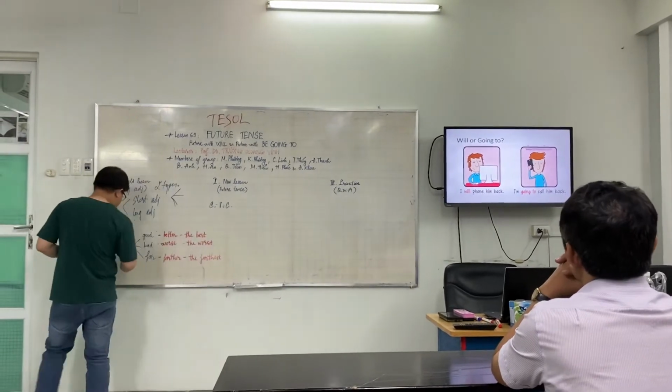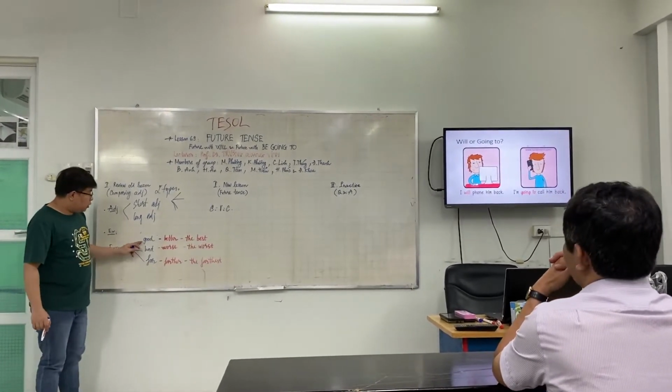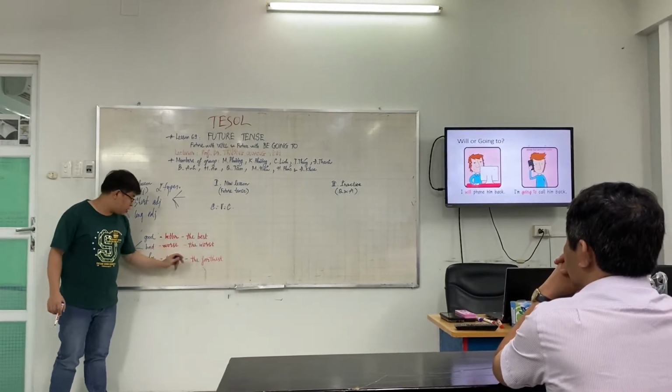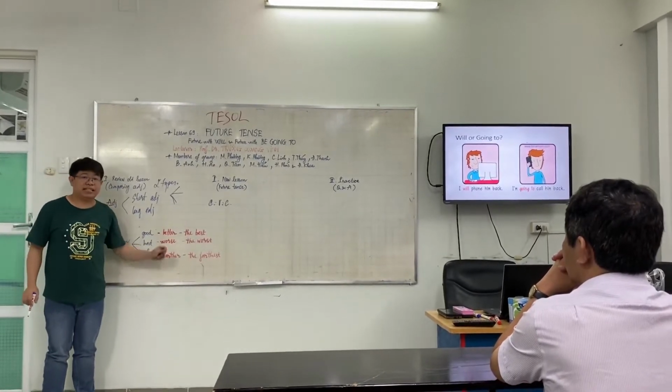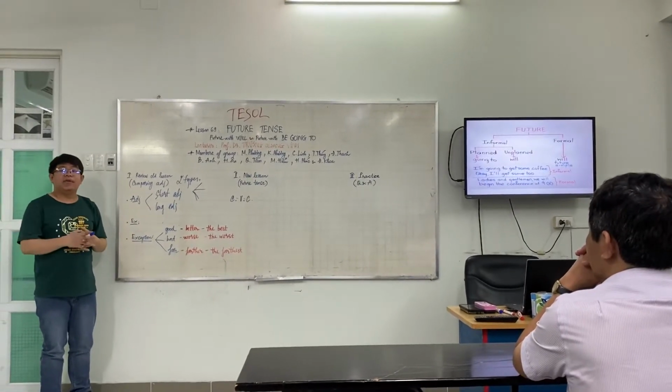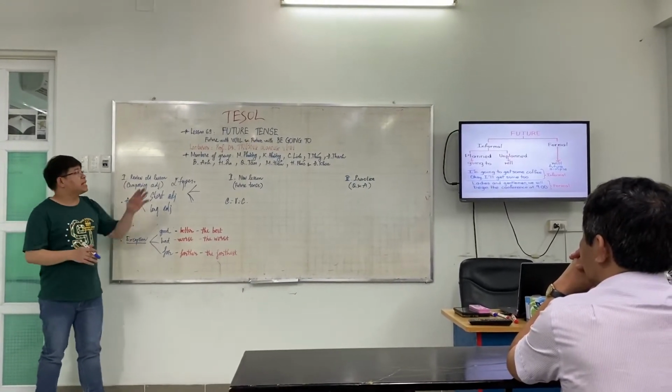Exception. Good, better, and the best. Bad, worse, and the worst. Far, farther, and farthest. The next, starting the new lesson on future tenses.